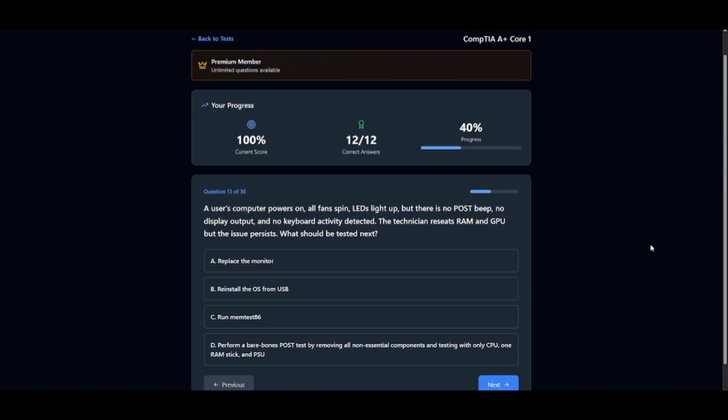Question number 13. A user's computer powers on, all fans spin, LEDs light up, but there is no POST beep, no display output, and no keyboard activity detected. The technician reseats the RAM and the GPU, but the issue persists. What should be tested next? Think about it for a moment.